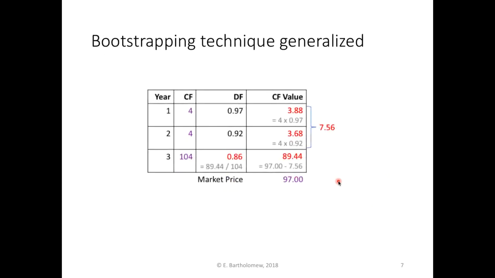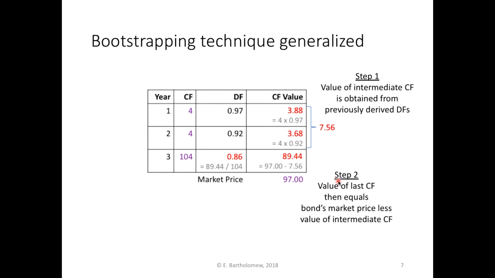So you can kind of see how this is going. We essentially have 3 steps. Step 1 is we value the intermediate cash flows using the previously obtained discount factors. Step 2 is we value the last cash flow by subtracting the intermediate cash flows from the value of the total bond. And then step 3, we value the discount factor itself by looking at the ratio of the value to the amount of that final cash flow.